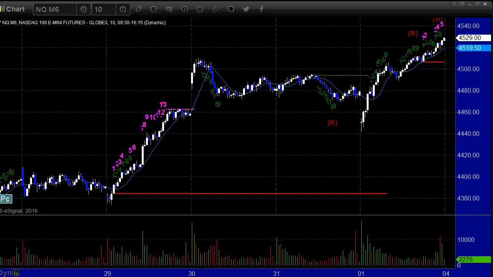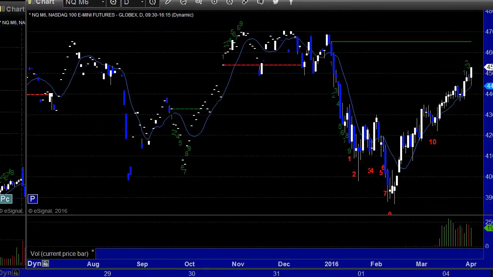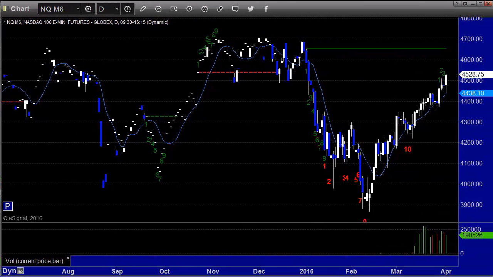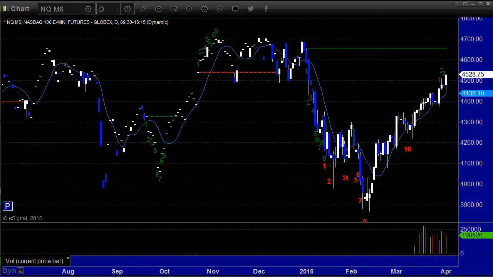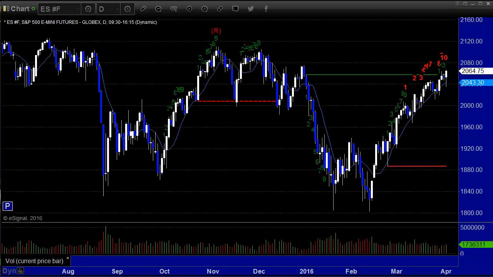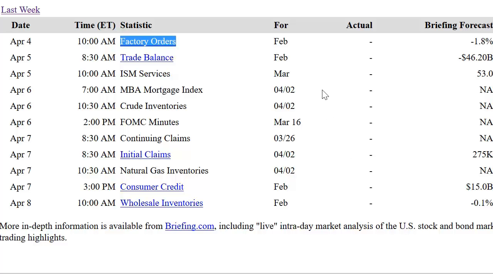All right, let's take a look at the economic calendar and see what it is that we have to look forward to this week. In terms of U.S. data, it's not a lot, so we don't have to get bogged down in too much stuff. Here it is. Factory orders at 10 a.m., 30 minutes in on Monday. Trade balance, that's a big one on Tuesday, an hour before the bell, and then ISM services 30 minutes in, so that can get things moving.